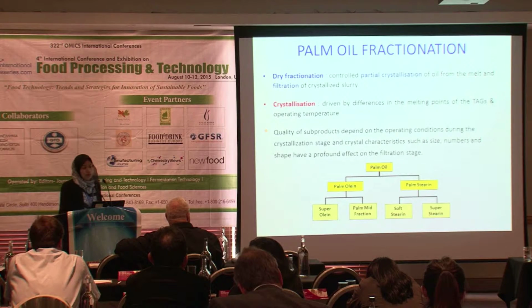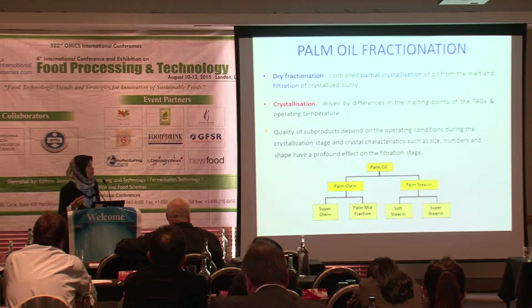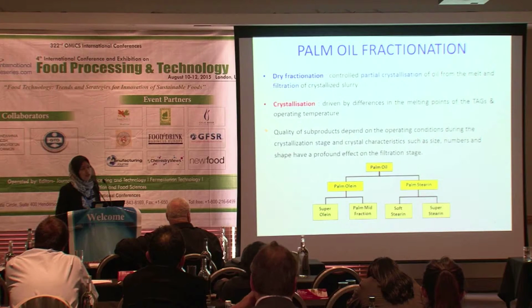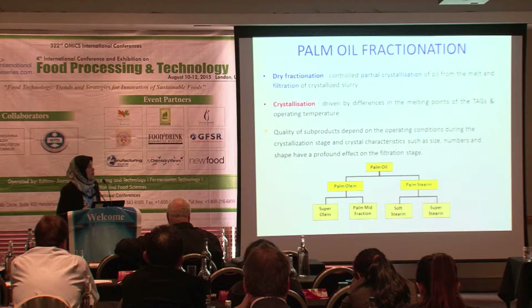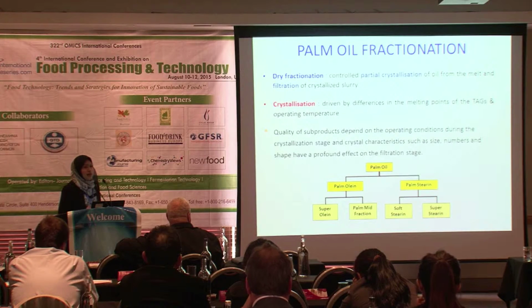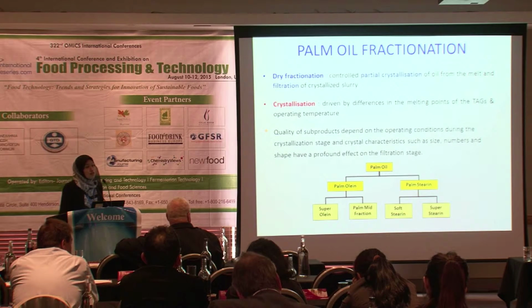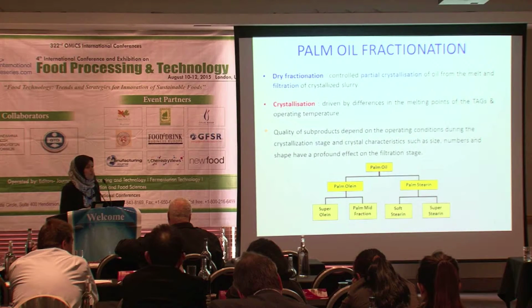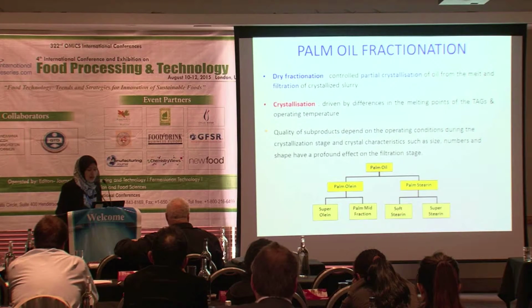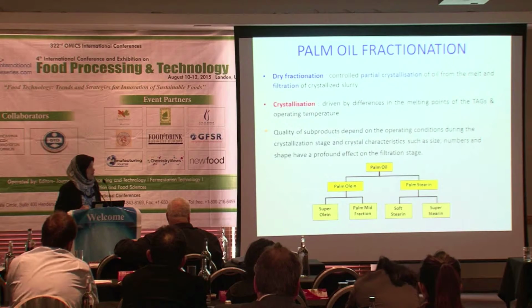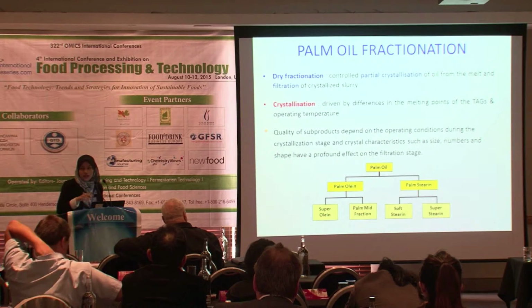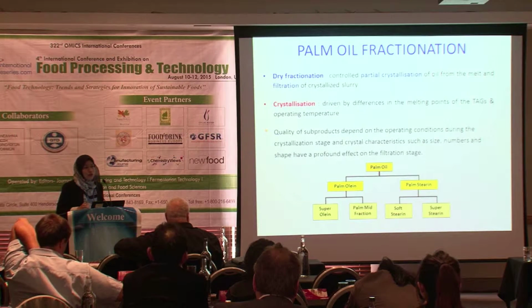Now, in order to make palm oil useful, in order to increase its usage in the food industry, it needs to be modified because it cannot be used as such. Hence, one of the most popular modification techniques for palm oil is the dry fractionation process, and this is a combination of controlled partial crystallization of the oil from the melt, followed by filtration of the crystallized slurry. And the first stage, which is the crystallization stage, is usually driven by the differences between the melting points of the constituent triacylglycerols and the operating temperature.